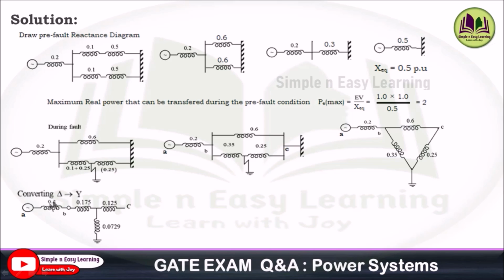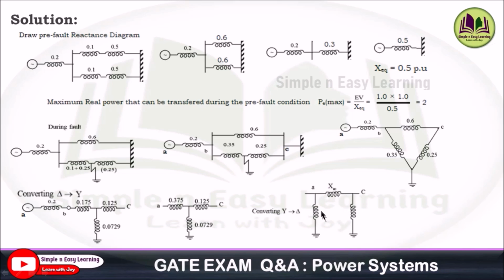Now this 0.2, the reactance at the generator, and this reactance are in series, so simply you can add. So you'll be getting the complete diagram here. Okay, it looks like a star. Now we can convert this star into delta to find the line reactance at the line AC. So converting star to delta, you'll be getting a delta format like this.